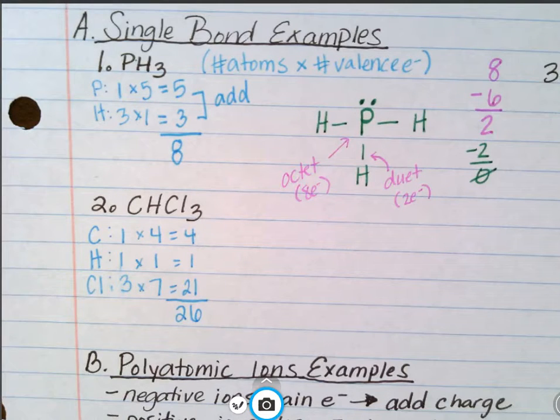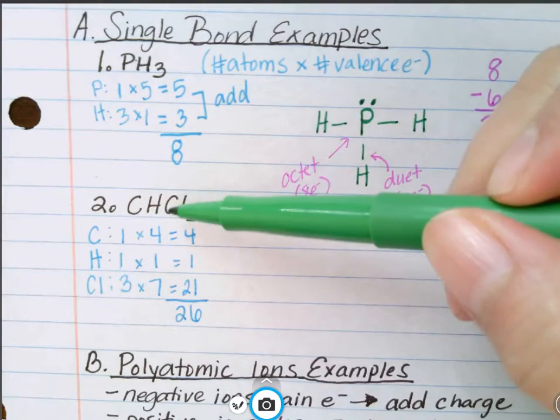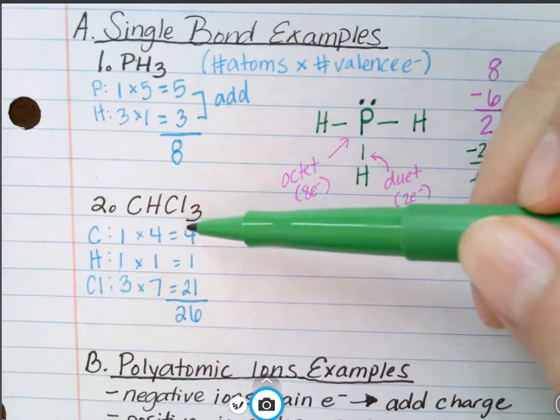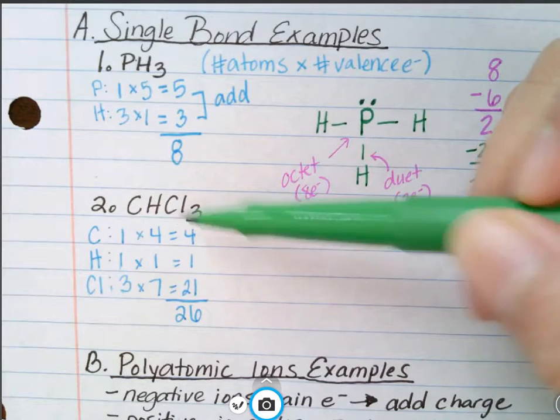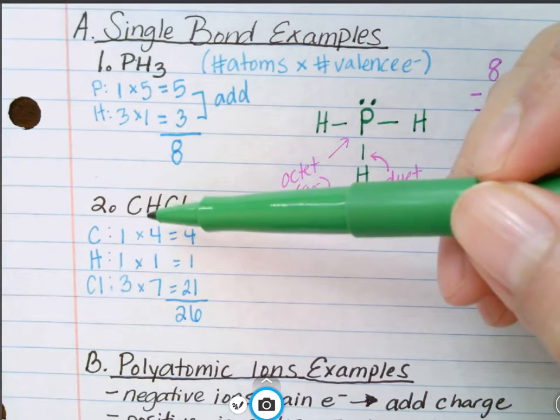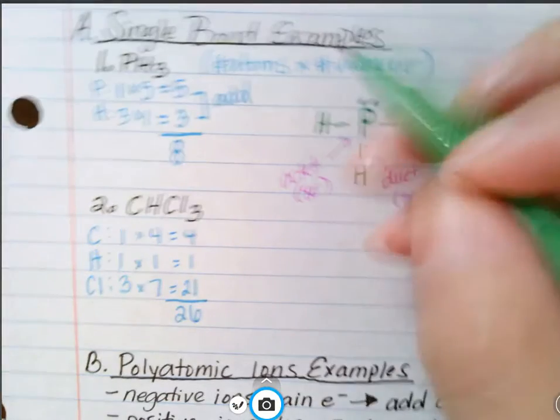Okay, so let's ignore the whole electronegativity thing and let's look at the formula that we have. I've got 1 carbon, 1 hydrogen, and 3 chlorines. Chlorine can't be my central atom because I have 3 of them. We want something else to be the central atom. It's either going to be carbon or hydrogen. Can't be hydrogen, so it must be the carbon.